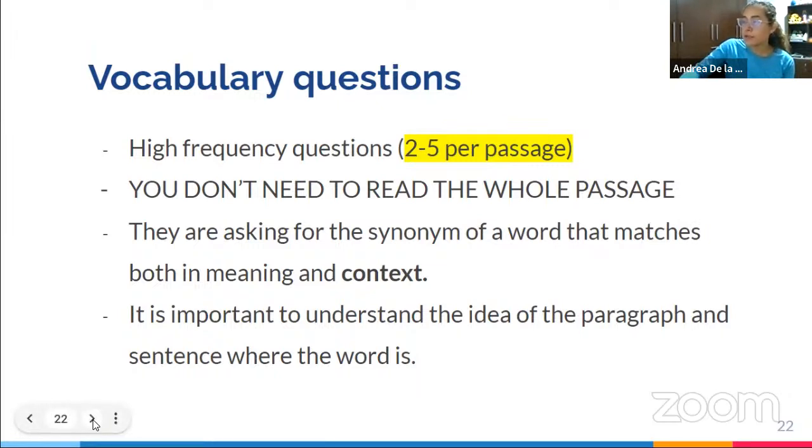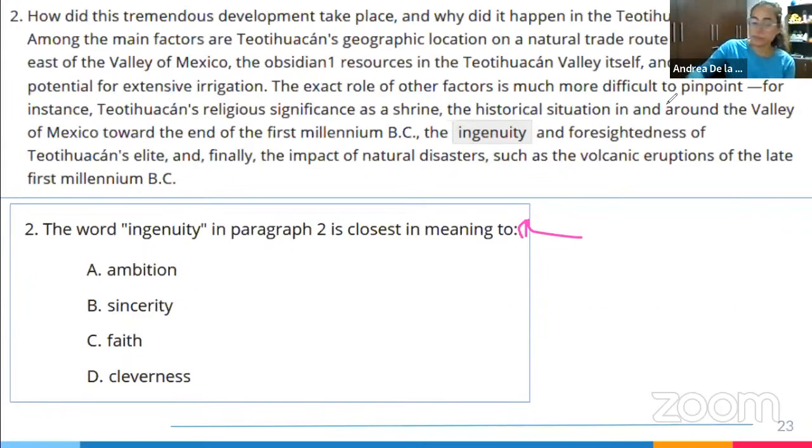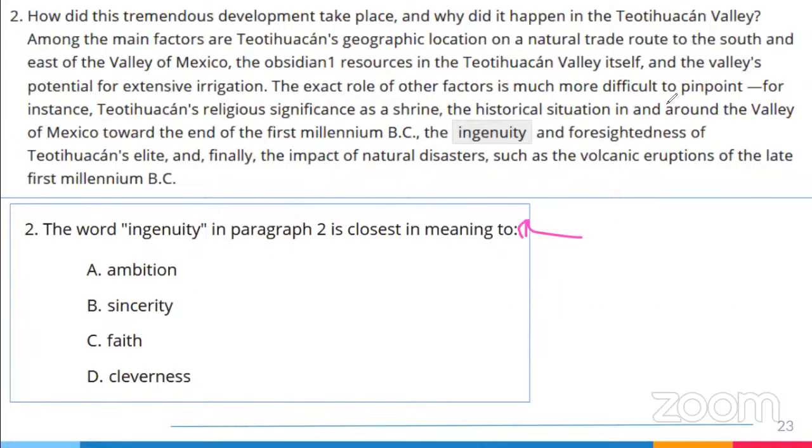So Carolina, please, could you read the question we have here? Okay. The word ingenuity in paragraph 2 is closest in meaning to letter A, ambition, letter B, sincerity, C, faith, D, cleverness.